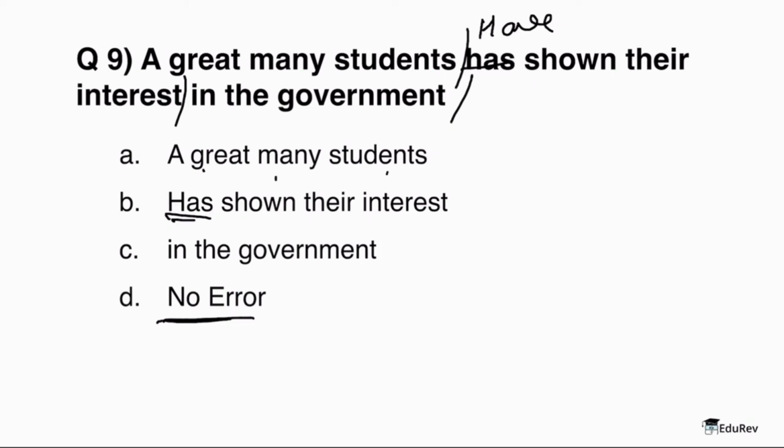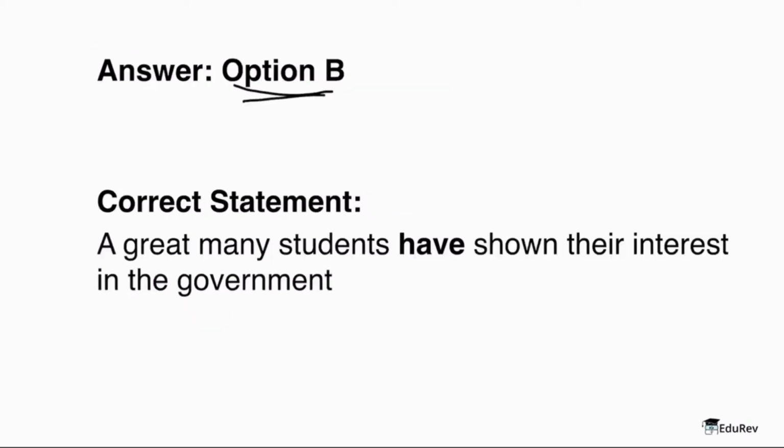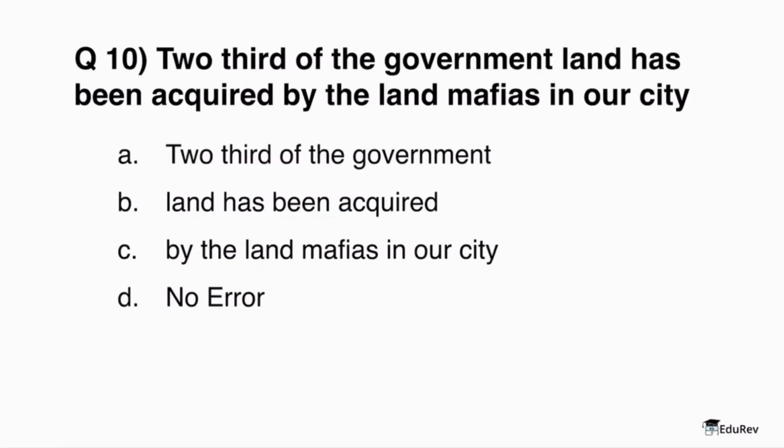So the correct statement is a great many students have shown their interest in the government. The correct option is option B. So the correct option is option B, and the correct statement is a great many students have shown their interest in the government. Now let's look at question number 10.